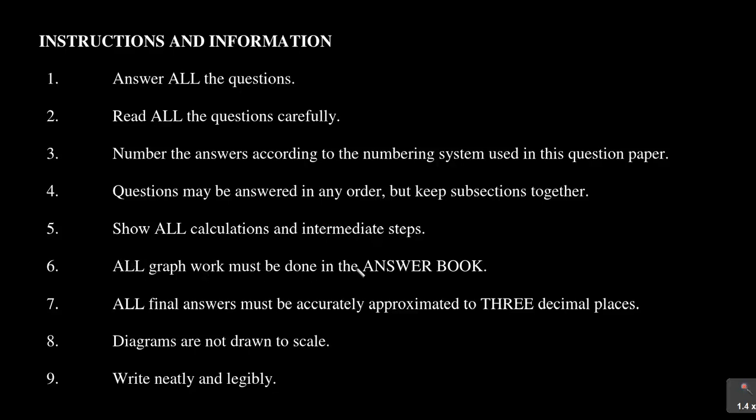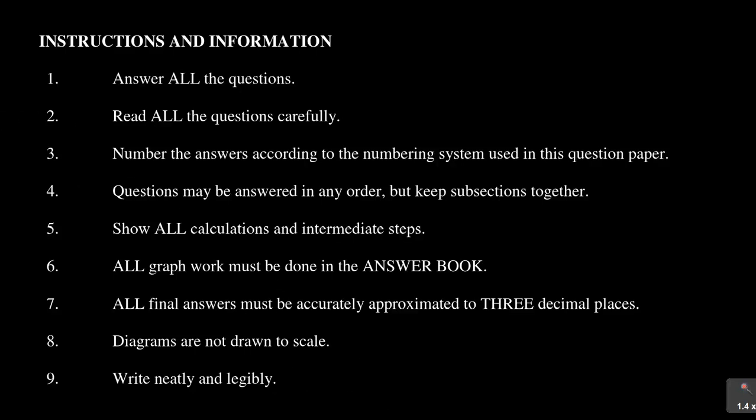And then it says all graph work must be done in the answer book. So there is no graph paper that you are given in Mathematics N3. They do that in N1 and N2 only. And then it says all final answers must be accurately approximated to 3 decimal places. So whenever you're working with an answer that needs rounding off, remember you must leave it to 3 decimal places. They are not going to state that, but if you don't follow this rule, you'll be penalized some marks. And then diagrams are not drawn to scale. And the last one says you need to write neatly and legibly, meaning make sure that your handwriting is clearly seen so the markers do not struggle while marking your paper.